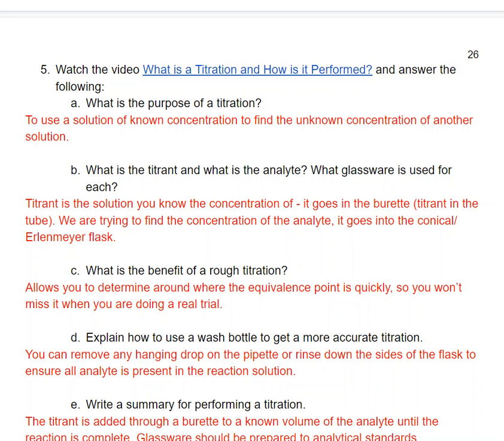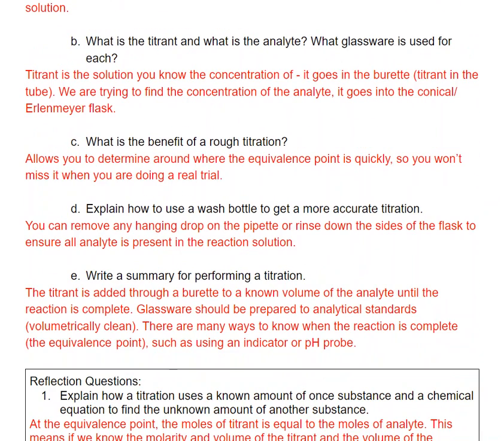Often whenever you're doing a titration, you first do a rough titration. This allows you to determine the approximate equivalence point relatively quickly, so that you're not sitting there adding your titrant drop by drop until you reach the endpoint, because that could take very long. This allows us to get an estimate of where it is and prevents us from missing it when we're doing a real trial. You can use a wash bottle to remove any hanging drops on the pipette. I'm sorry, on the burette.